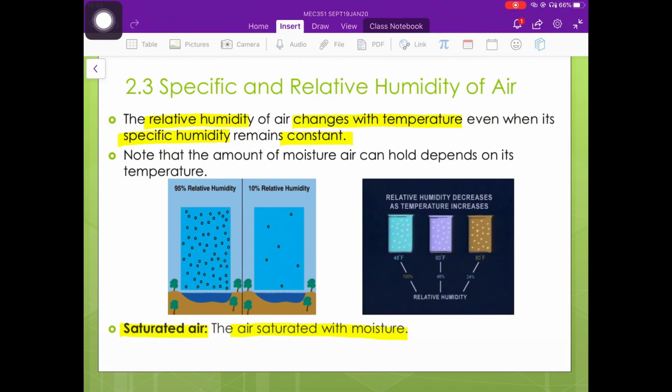For your information, the relative humidity changes with temperature, while the specific humidity will remain constant. As the temperature increases, the relative humidity decreases. And if the air is saturated with moisture, we are going to term it as saturated air.